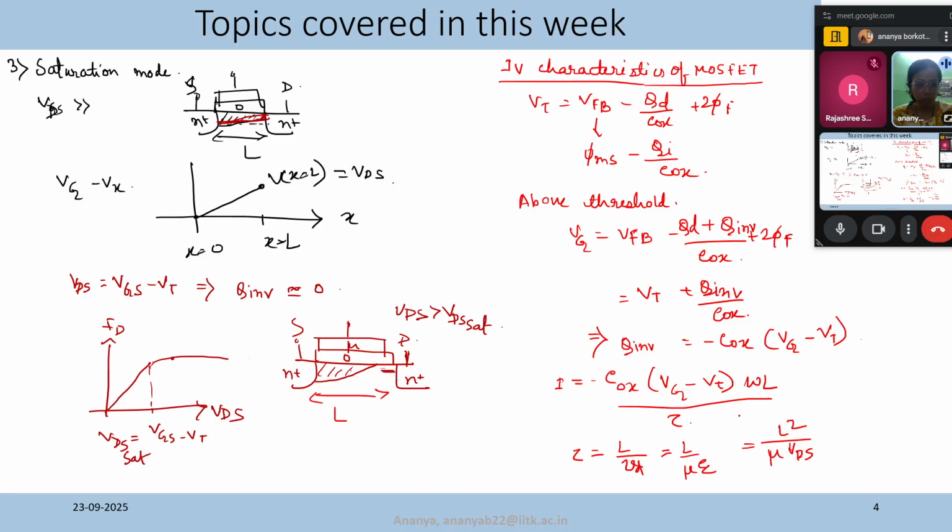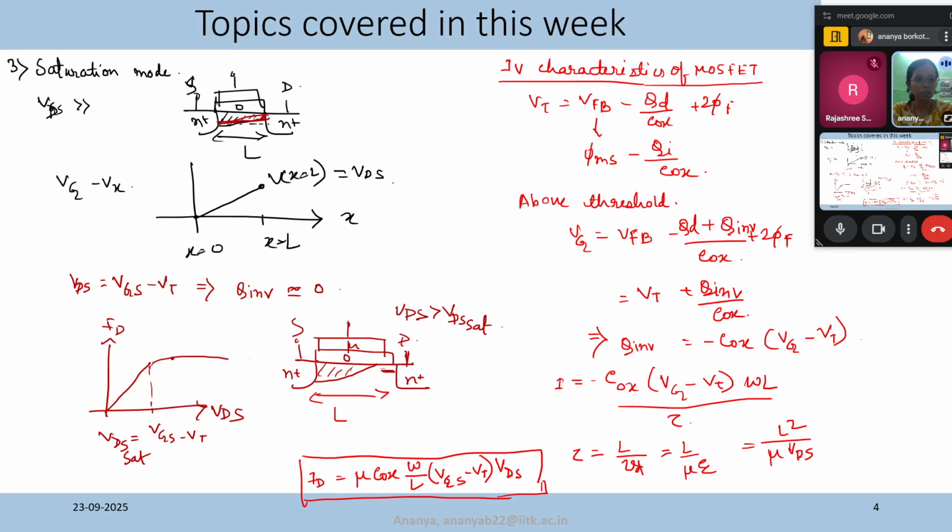So if I put back this expression in ID, we get the expression for drain current as mu Cox W by L, VGS minus VT, into VDS. Okay. Now this expression is valid for the linear region of operation. For the saturation region of operation, we will learn the expression later.